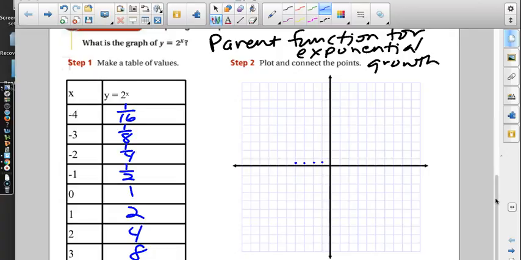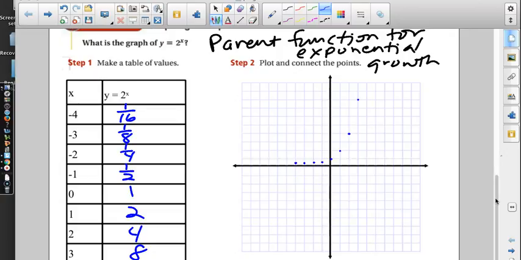-1, 1/2. Now it's starting to get where my graph is going to be a little more accurate. 0, 1; 1, 2; 2, 4; and 3, 9. Oh, sorry, 3, 8. One too high. Oh, there we go. And then, like it says, we're going to plot and connect the points.